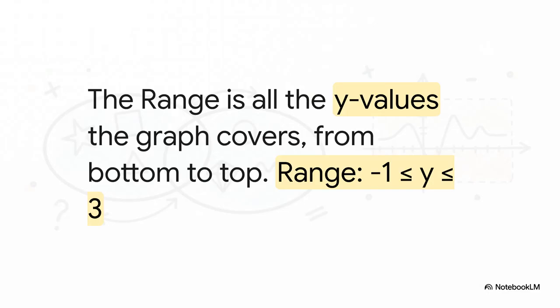All right, now for the range, we're going to do the exact same thing, but this time we're scanning up and down on the y-axis. So what's the absolute lowest point this graph hits? That's down at a y value of -1. That's our minimum. And what's the highest point, the very peak? That's up at a y value of 3. That's our maximum. So the range is simply every number between that minimum of -1 and that maximum of 3. See, the graph just lays it all out for you.